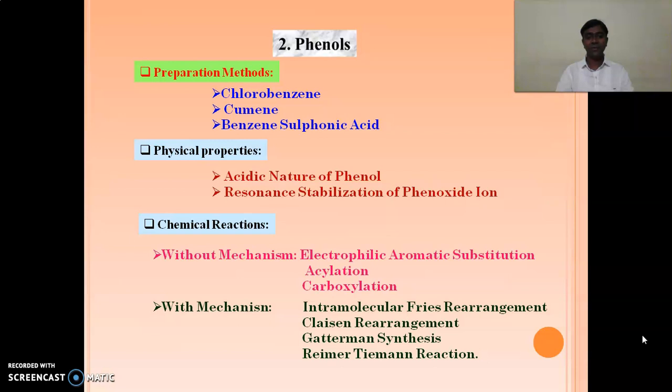In case of with mechanism, we will discuss different reactions like the intramolecular Fries rearrangement reaction, Claisen rearrangement reaction, next one is Gattermann synthesis reaction, and another one is the Reimer-Tiemann reaction. So all these are very interesting reaction mechanisms. We will discuss them in the phenolic chapter.